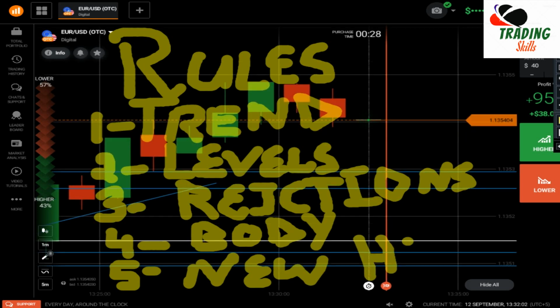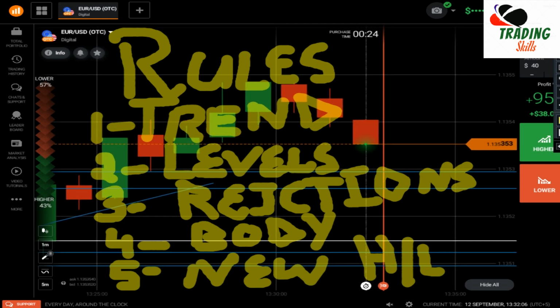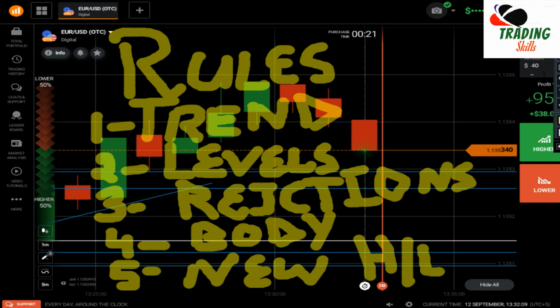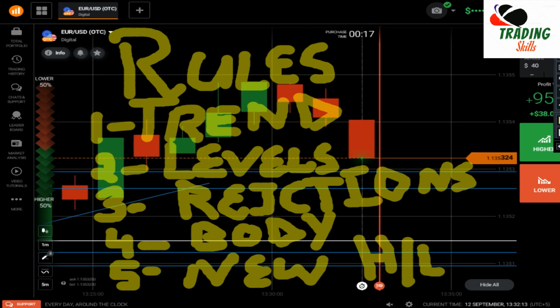and the new lows. So these are the rules to always predict the next candlestick, and it will help you all to get a good winning result.